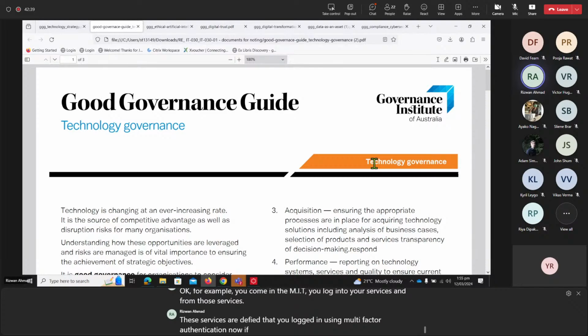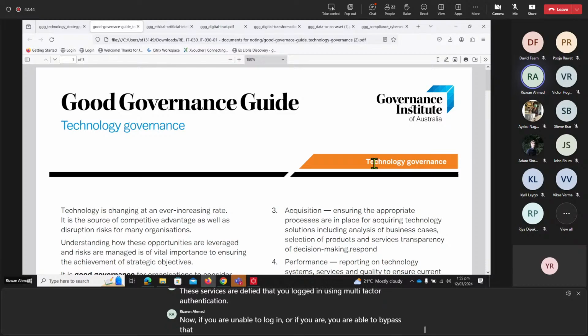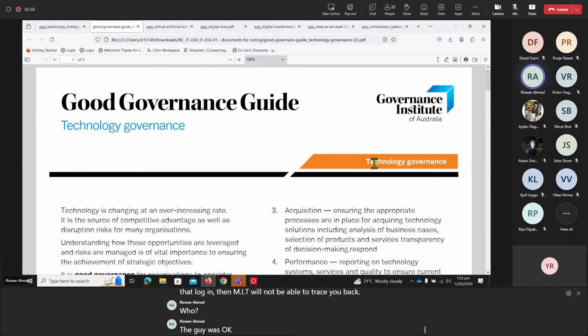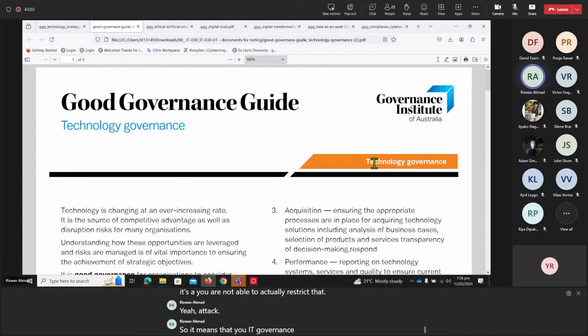Now, if you are unable to log in, or if you are able to bypass that login, then MIT will not be able to trace back who the person was. Similarly, if you have a ransomware attack and they encrypt your files, and you are not able to restrict that attack, it means that your IT governance is not in a good position.